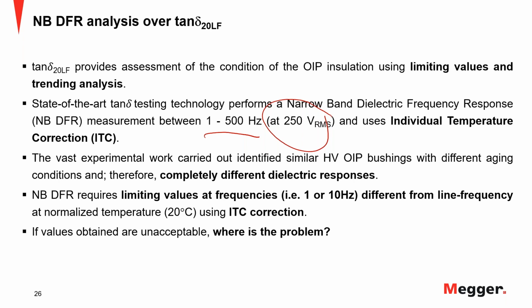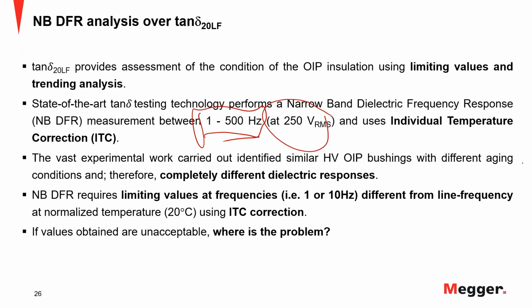So you will have a proper correction, an accurate temperature correction, and therefore a better analysis of your power factor value or any of these frequencies between 1 to 500 hertz. That's the beauty of individual temperature correction. It's not just to correct your 60 hertz. It will correct any point in the dielectric response that we have from that specific specimen.